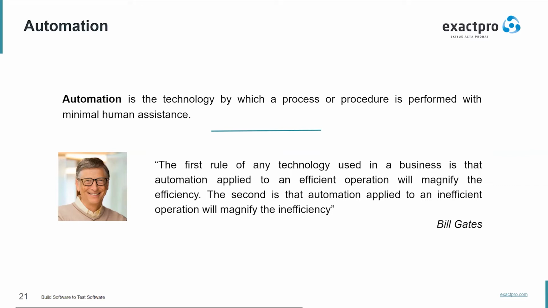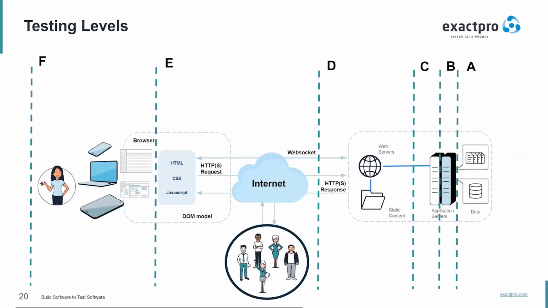It might be necessary, so if you go back to this picture, it can be necessary to replace the human being on levels E and F, whereas on levels A to D, we can actually test using machines, but at levels E and F, we have to replace human interaction with the browser.